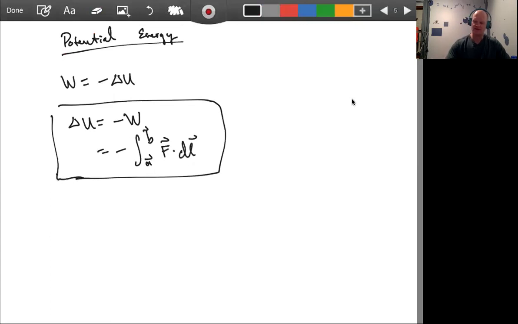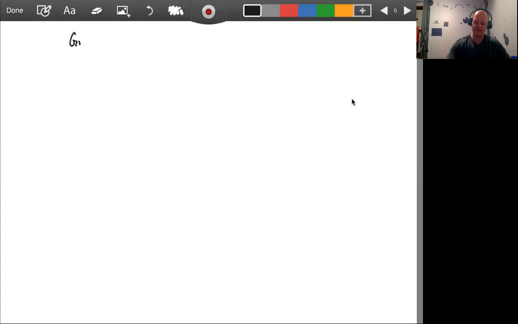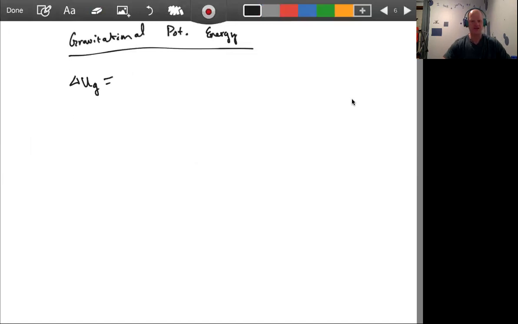So our first example is, let's determine, again, the gravitational potential energy. We already know the answer to this. We just wrote this down, but let's just see how this works to get a little bit more comfortable with it. So in this case, let's look at the change in gravitational potential energy. This is going to be equal to negative the integral from the initial position to the final position of the gravitational force, again, dotted with our differential length.